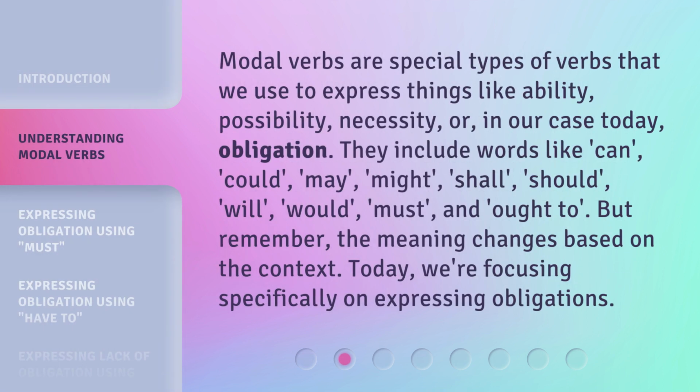Modal verbs are special types of verbs that we use to express things like ability, possibility, necessity, or, in our case today, obligation. They include words like can, could, may, might, shall, should, will, would, must, and ought to. But remember, the meaning changes based on the context. Today, we're focusing specifically on expressing obligations.